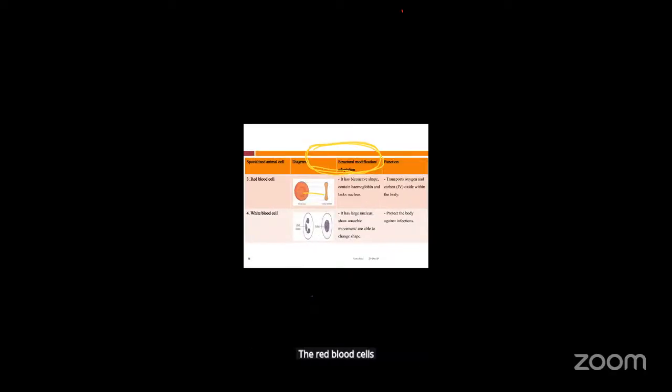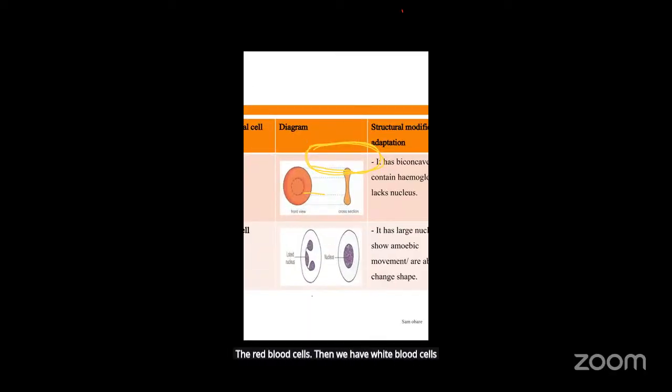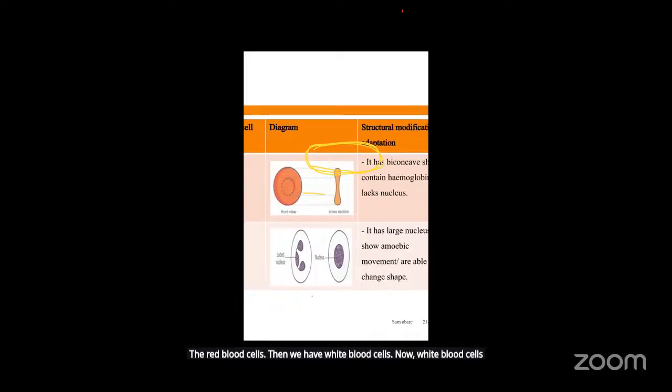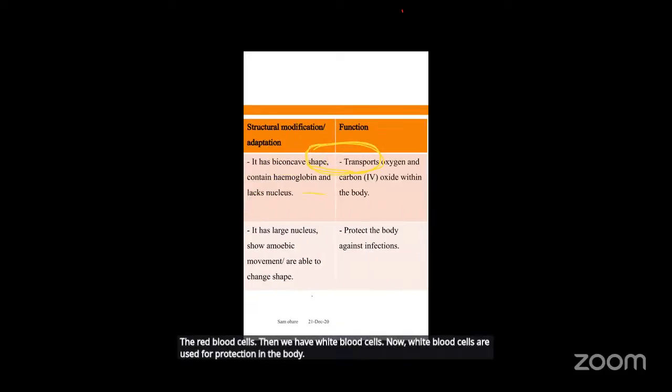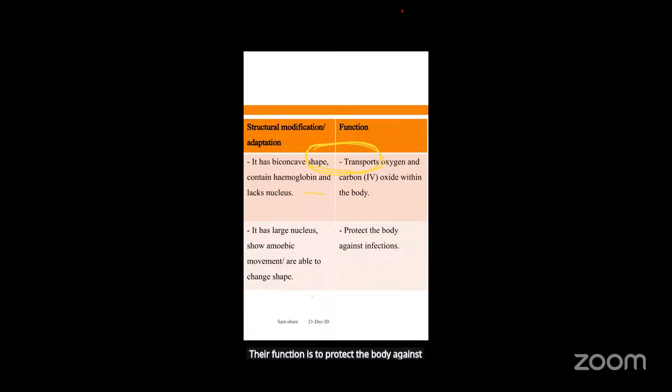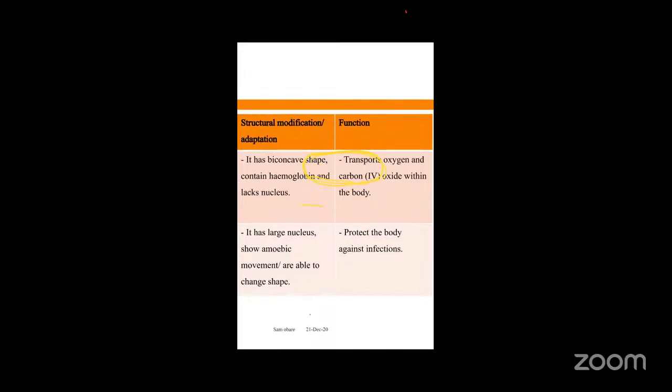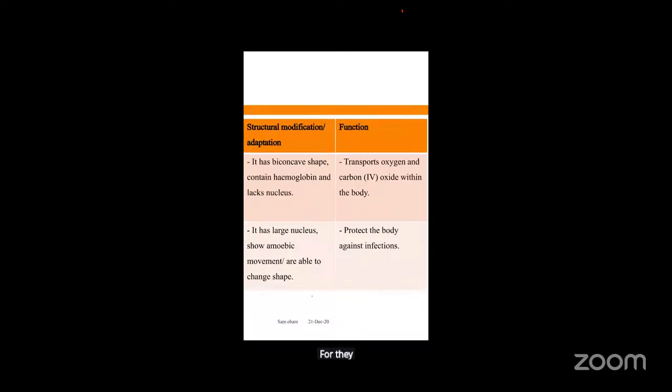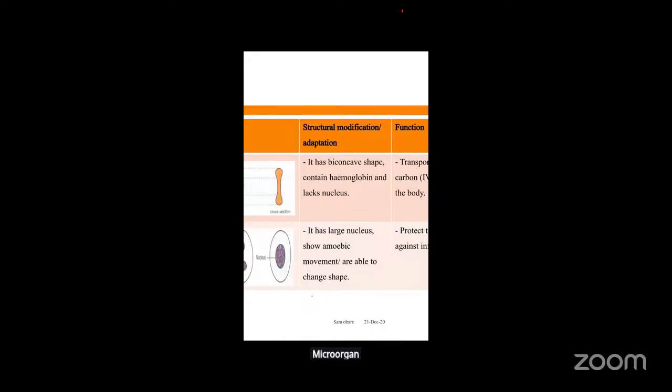Then we have white blood cells. Now, white blood cells are used for protection in the body. Their function is to protect the body against infections. When you have a slight illness, they come to your body and help you fight diseases. So white blood cells are very important in the body, for they fight disease causing microorganisms. Now, how are the white blood cells adapted or modified to their function?